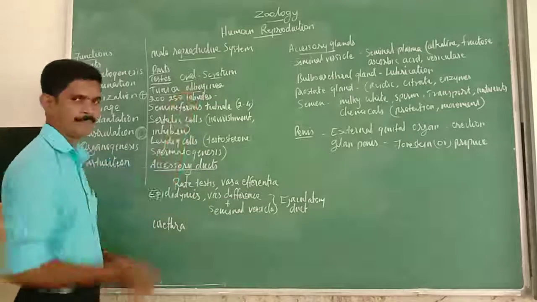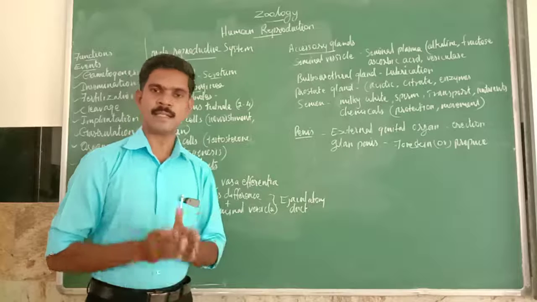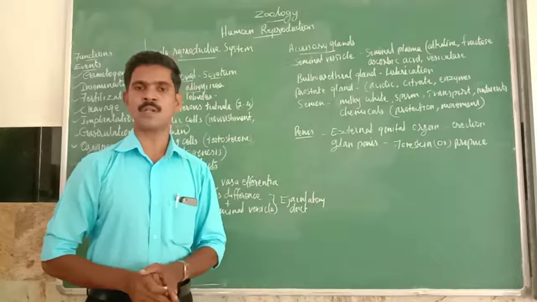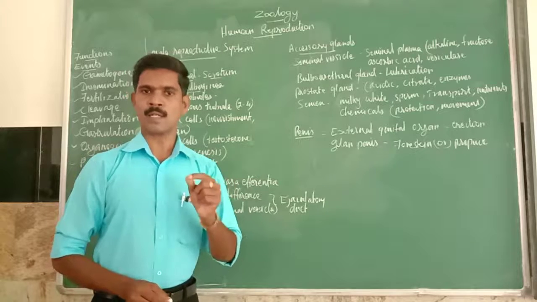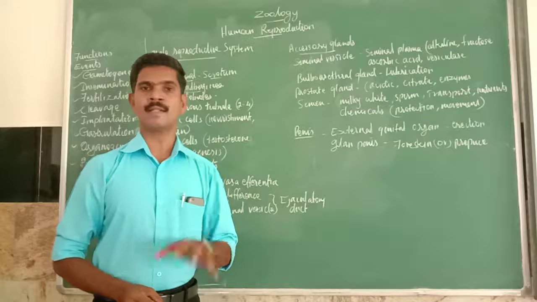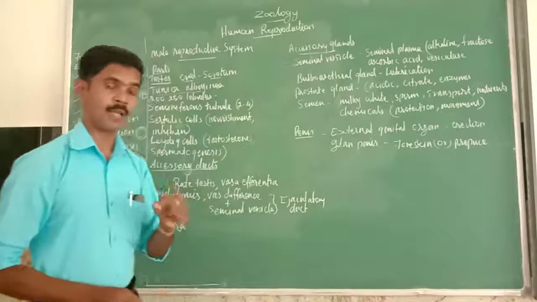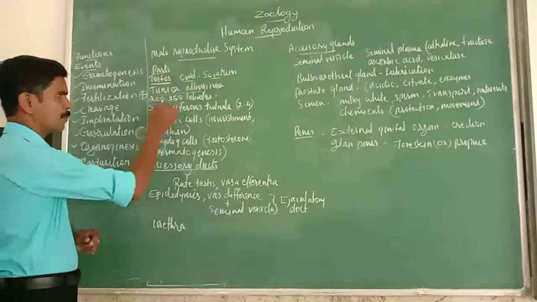Understand? Then, the inside of the testis is divided into 200 to 250 small lobules. Okay, then next point.